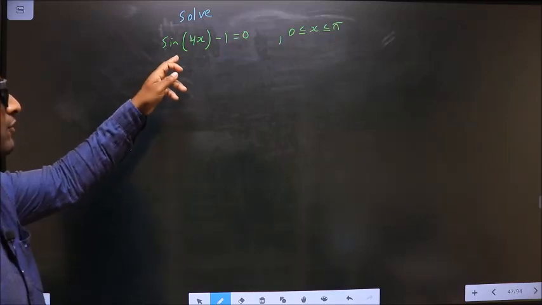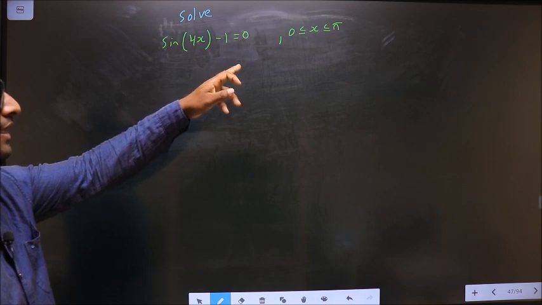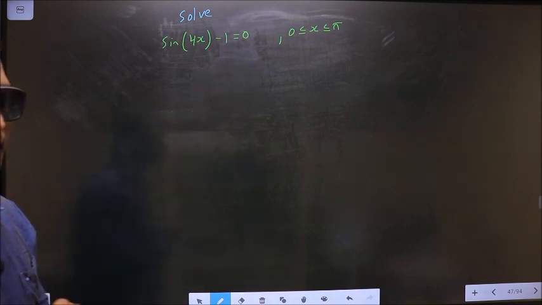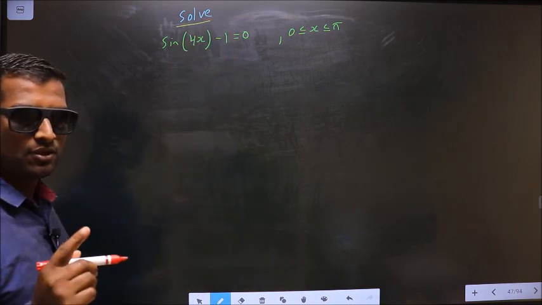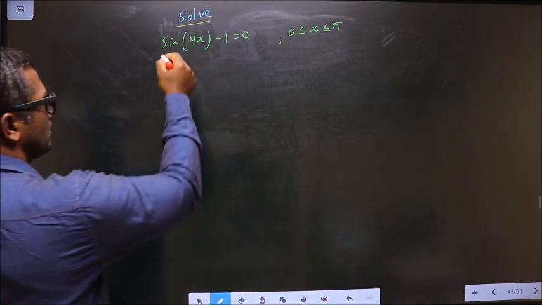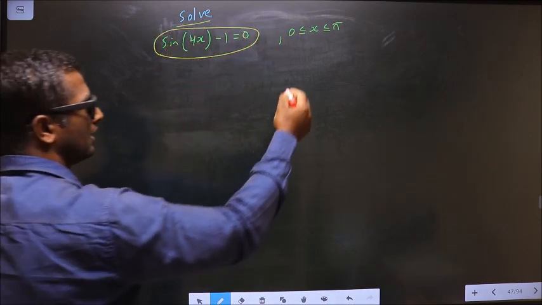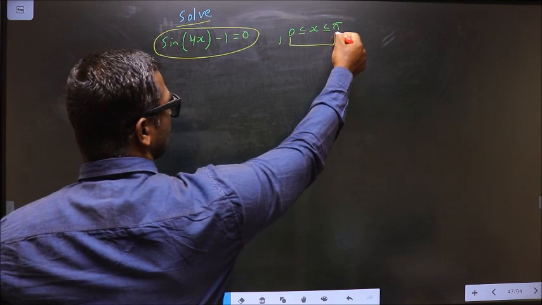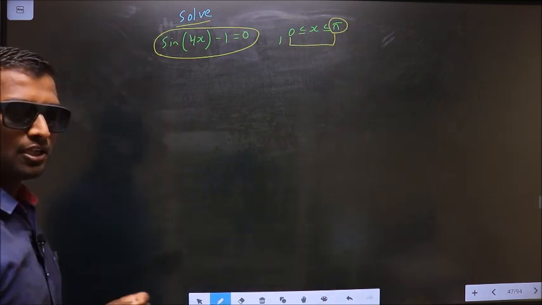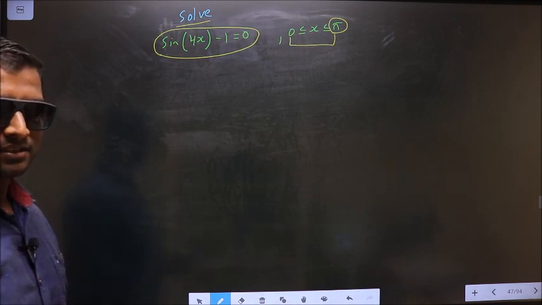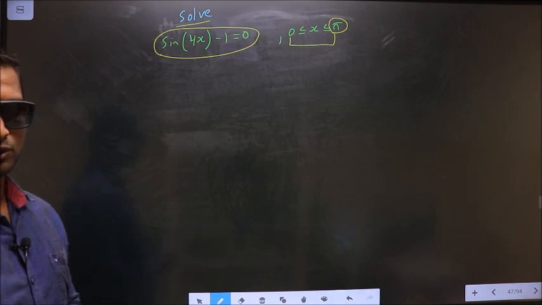Solve sin 4x minus 1 equal to 0, where x lies in the interval 0 to pi. Here they told you to solve, so you should find the values for x satisfying this equation, and also it should lie in the interval 0 to pi. Here you have pi, that means you should get the answer in radians. For that, put your calculator in radians mode.